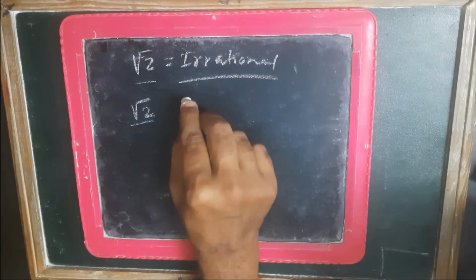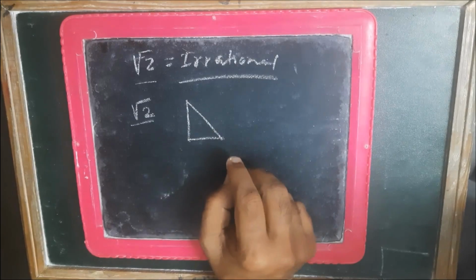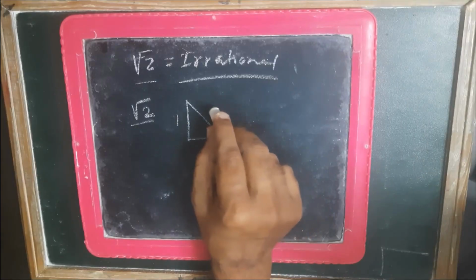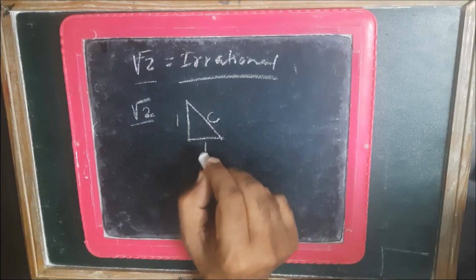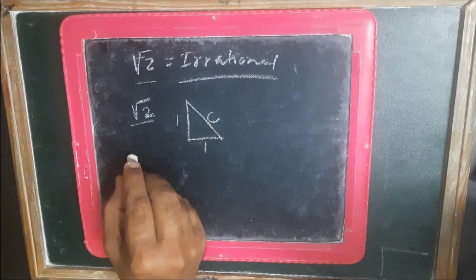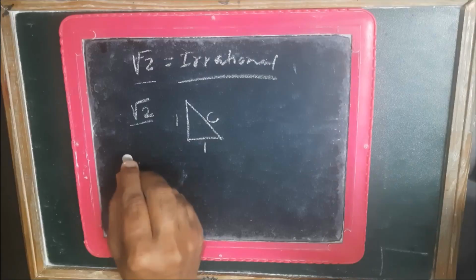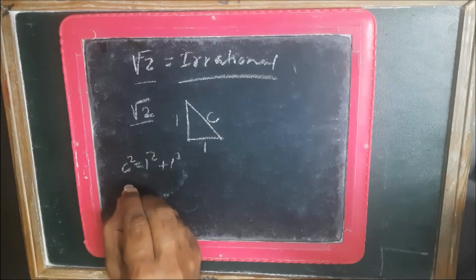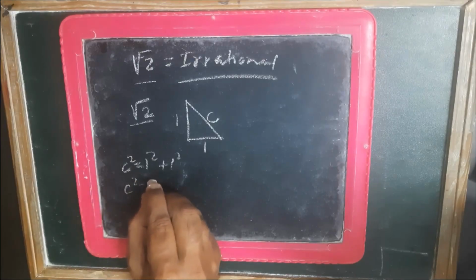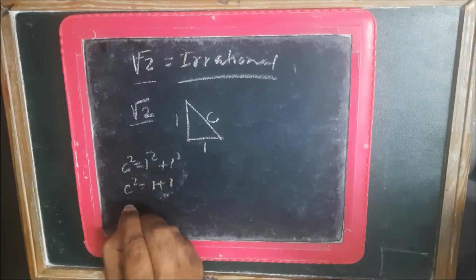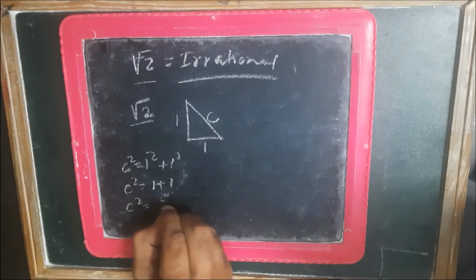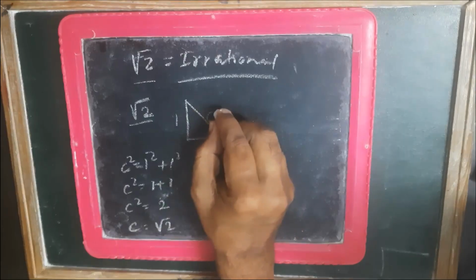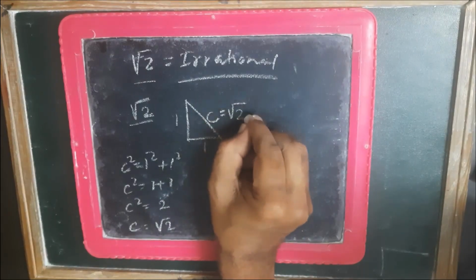For that we draw a right angle triangle and assume that this side is 1 unit and this side is 1 unit, and this side we call C. Now you know that from the right angle triangle, C square is equal to 1 square plus 1 square. C square is equal to 1 plus 1. C square is equal to 2. C is equal to square root 2. So C is equal to square root of 2.